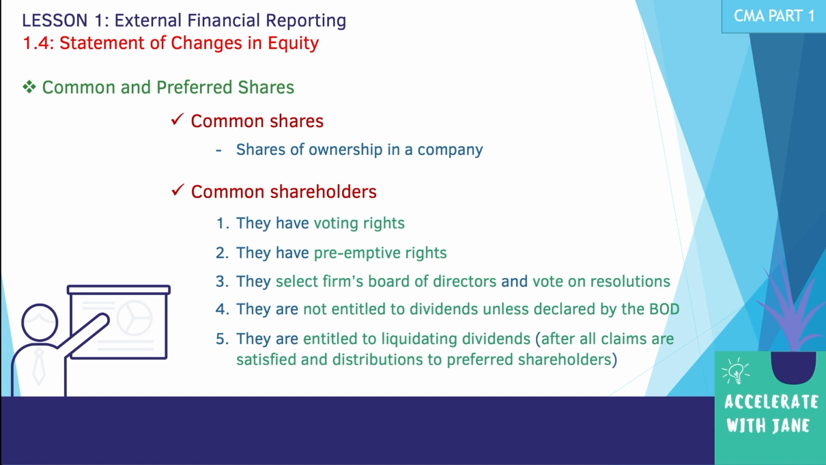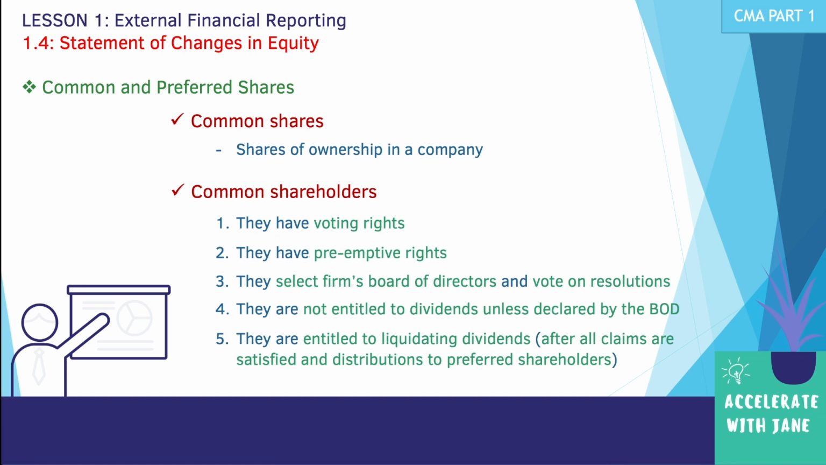So, first item here, of course, as I mentioned earlier, common shareholders have voting rights as opposed to the preferred shareholders. Second, they have preemptive rights. So what do you mean by preemptive rights? It means that common shareholders have the right to purchase any additional stock issuances in proportion to their ownership percentages. So the main goal here is to preserve their ownership percentages in case there are any stock issuances.